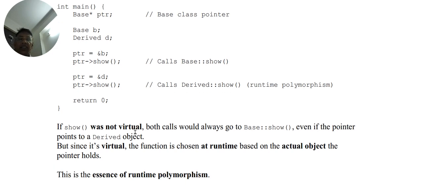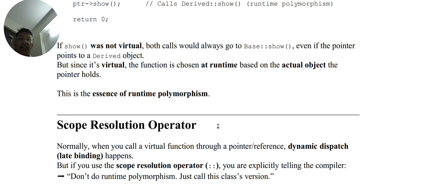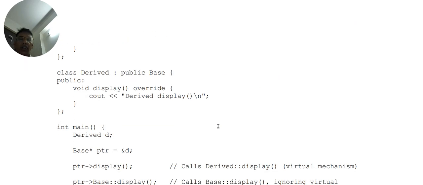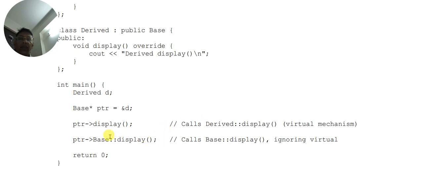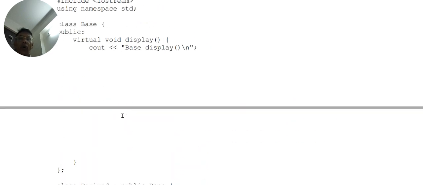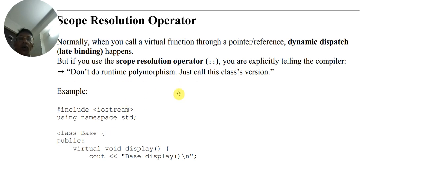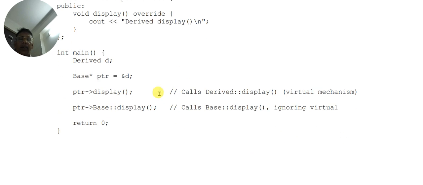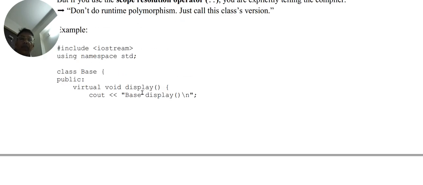And let's understand something more related to this topic. If show was not virtual, both would go to the base show. So what is the meaning of this? One important thing: suppose we write it like this, pointer base with the scope resolution operator. Then it will ignore the virtual and run like an ordinary function. So we can change it a little bit and use it for different purposes, right?